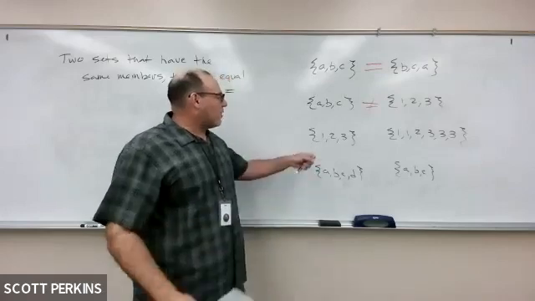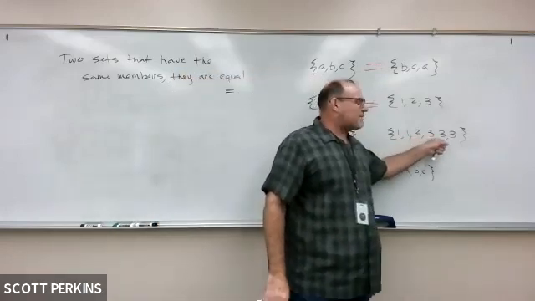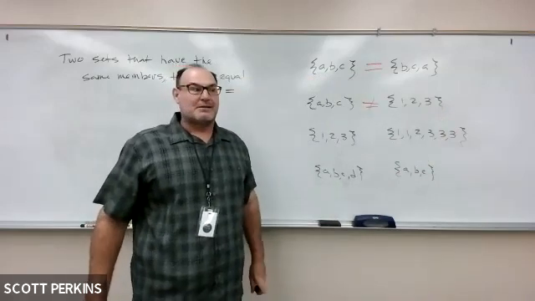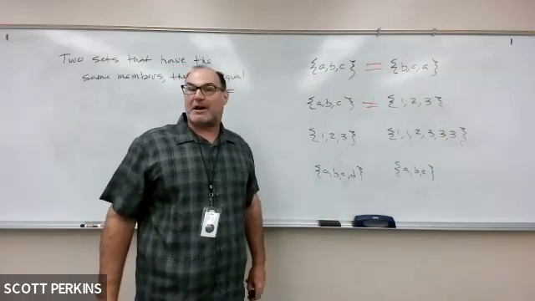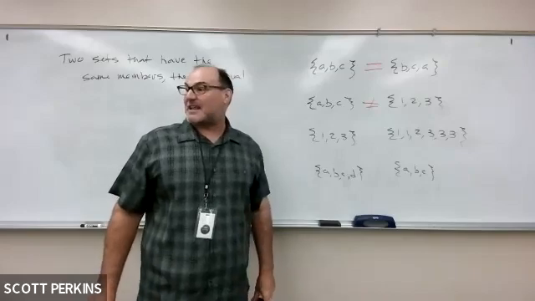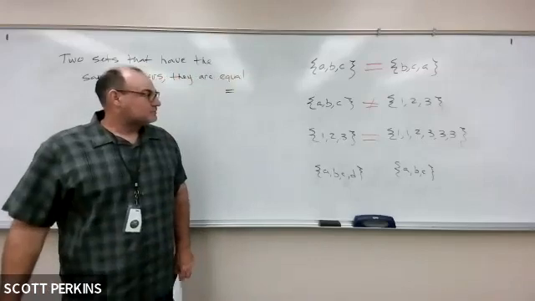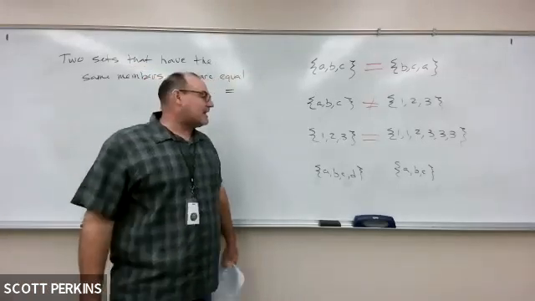The next one, I've got 1, 2, 3, and then I've got 1, 1, 2, 3, 3, 3. Would you say those are equal or not equal? This one's probably the one that'll surprise you a little bit. Do they have the same elements? Equal. And then the last one, A, B, C, D, and A, B, C.